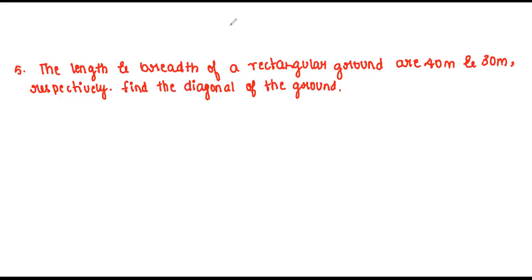Look into the question once and understand what they are telling. The length and the breadth of the rectangular ground: this is one rectangular ground, the length is 40 meter and the breadth is 30 meter, and you have to find the diagonal of the ground. You all know diagonal. It's the cross line drawn between two opposite corners of the given figure. I call this line the diagonal, and you have to find the diagonal measure of that ground.